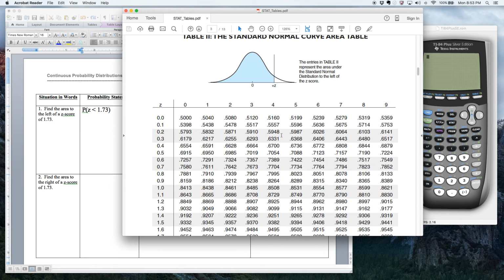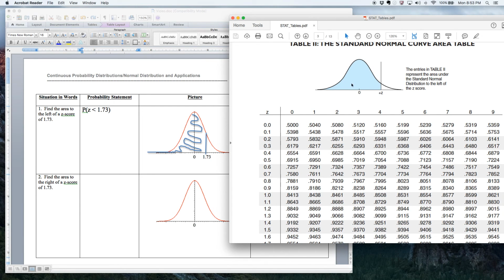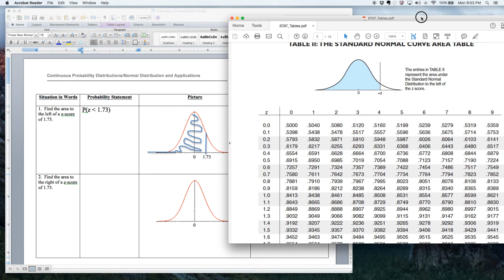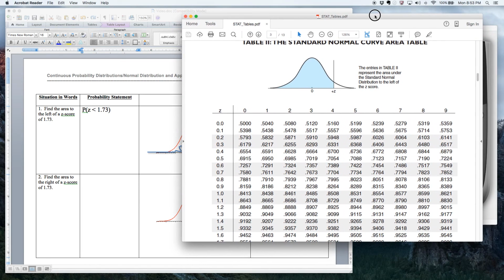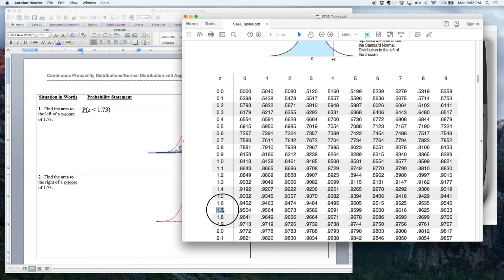And remember, this table only gives area on the left. So if you know a z-score, it gives you the area to the left forever. I did my best to shade my picture like this one is. So all I really need to do is look up 1.73 in the z-score table. Let me move this out of our way. As you can see, here's 1.7, and here's the 3 up here. So you just follow down this column till you get to that 1.7.